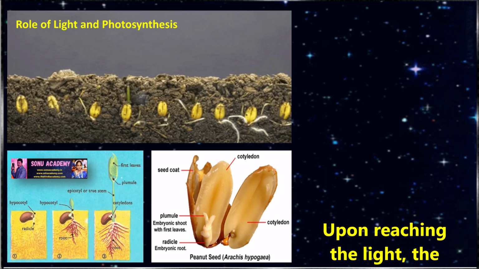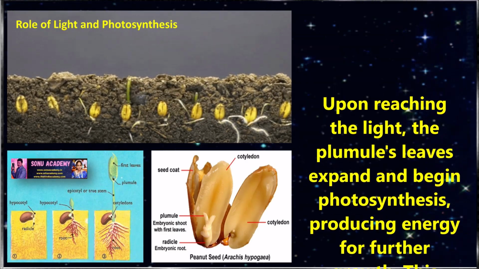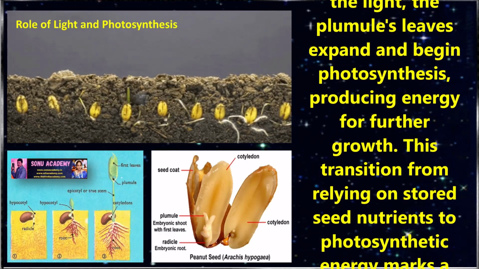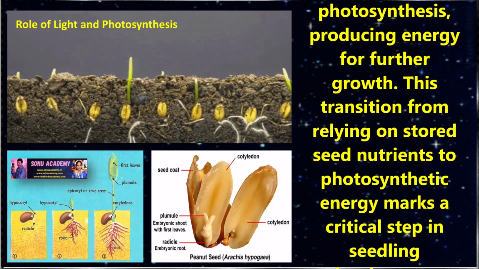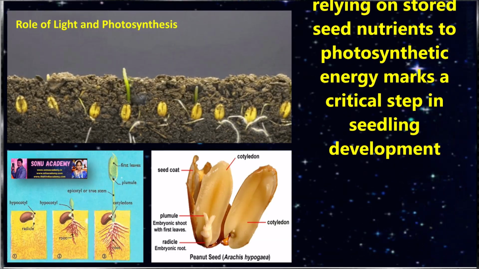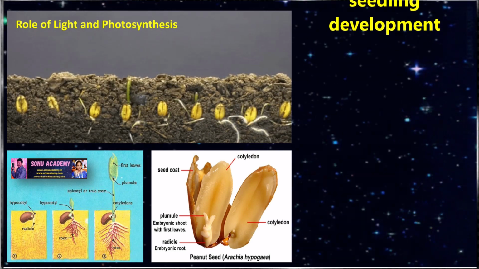Children, now let us discuss the role of light and photosynthesis. Upon reaching the light, the plumule's leaves expand and begin photosynthesis, producing energy for further growth. This transition from relying on stored seed nutrients to photosynthetic energy marks a critical step in seedling development.